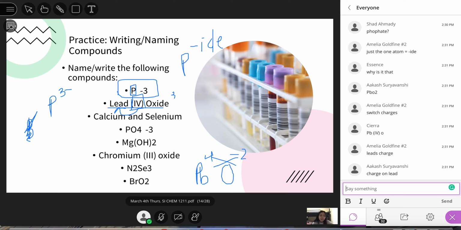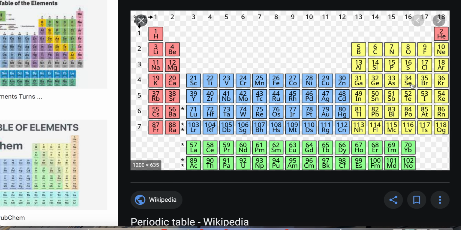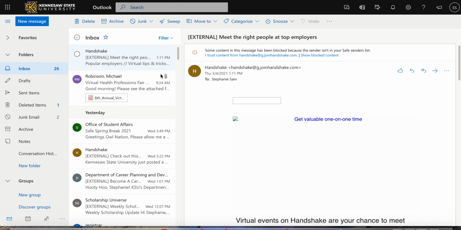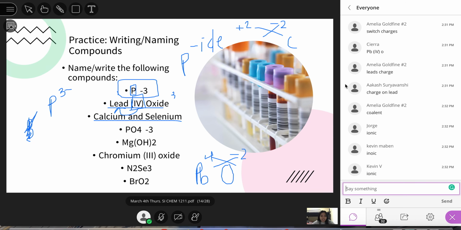What about calcium and selenium? What kind of bond is that? It's on the periodic table. Covalent, okay. Does anyone have anything else? Ionic? Oh yeah. Yes, it's actually ionic. Because if you look, calcium is a metal, so it's going to be +2, and selenium's -2. You switch it, you simplify, it's just CaSe.